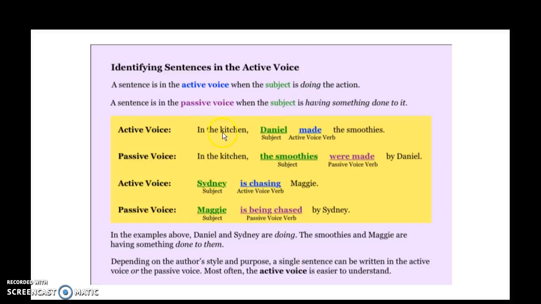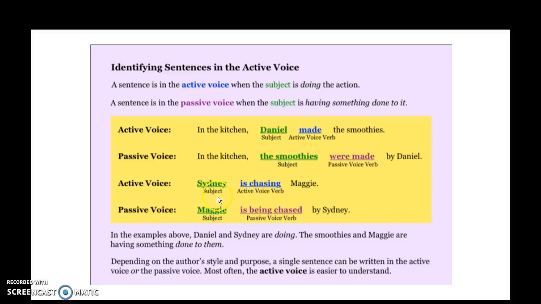So, in the kitchen, Daniel made the smoothies. Daniel's the one that did the action. He made the smoothies, okay? Do you remember earlier on when the smoothies were made by Daniel? That would have been passive voice, okay? Now, actually, it's the very next sentence. Okay? In the kitchen, the smoothies were made by Daniel. That means passive voice.